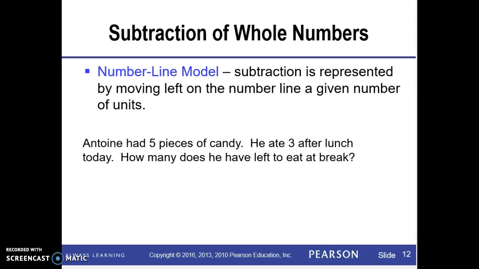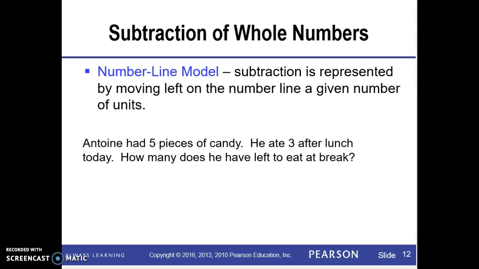Okay, let's look at another number line. Let's go a different way on this one. Instead of thinking about it as a missing addend, let's look at it as an actual subtraction problem. So if our friend Antoine has 5 pieces of candy and he eats 3 of them after lunch, the question is, how many does he have left to eat at break later that afternoon?